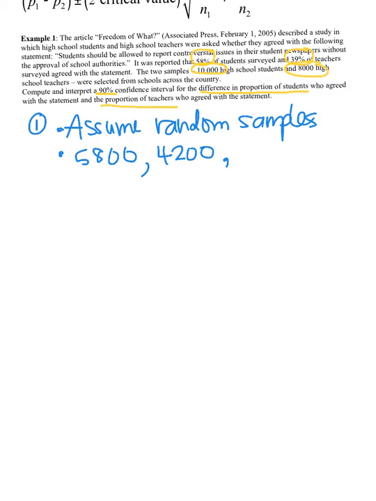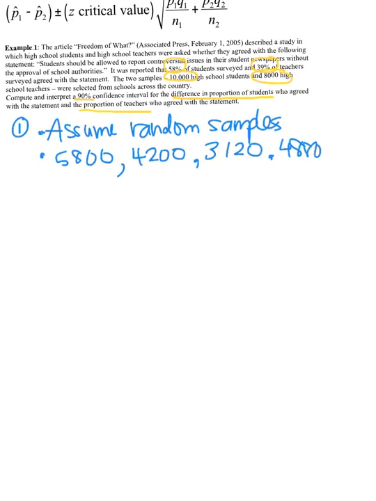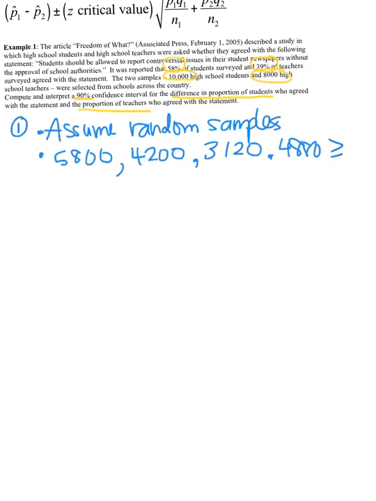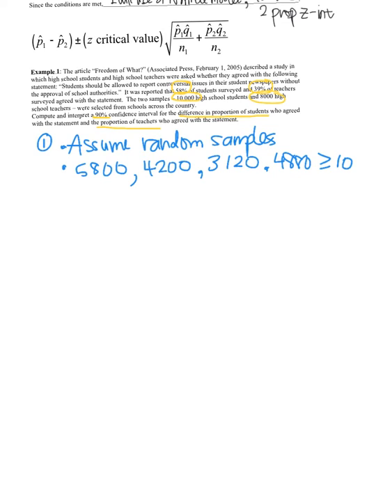And then I do the same for teachers. So 39% times the 8,000 high school teachers gets me 3,120. And then the complement of 39 is 61. So 61% times 8,000 gets me 4,880. All right, and all four of those numbers are greater than or equal to 10. And that's all you have to show for that condition.